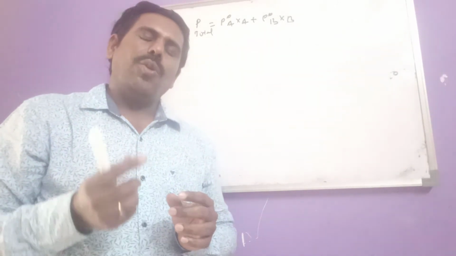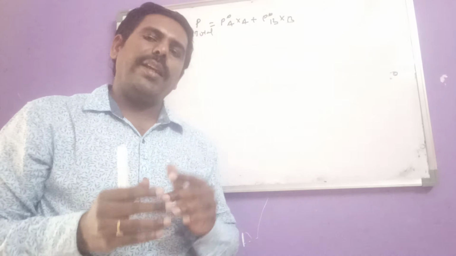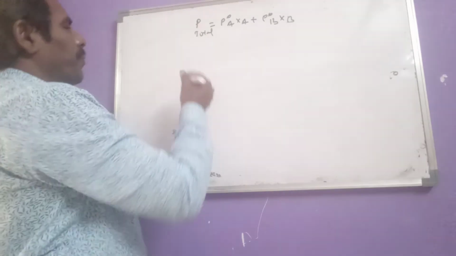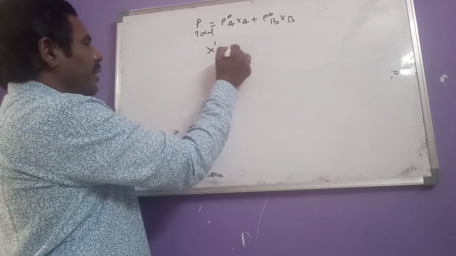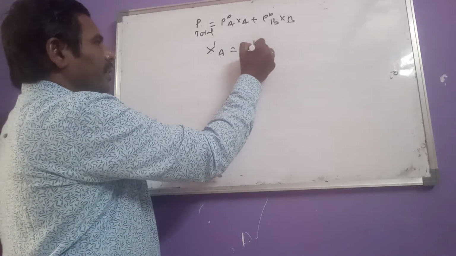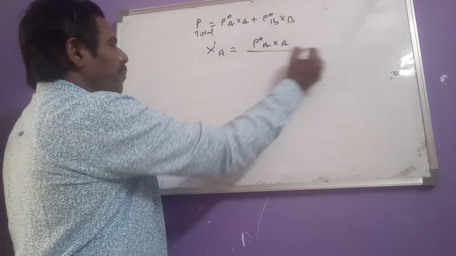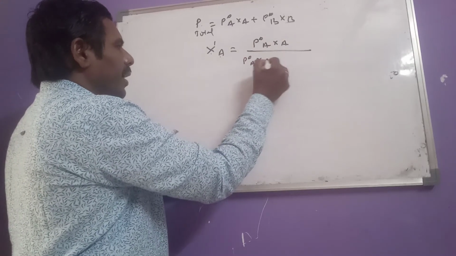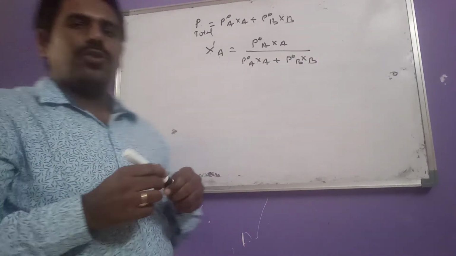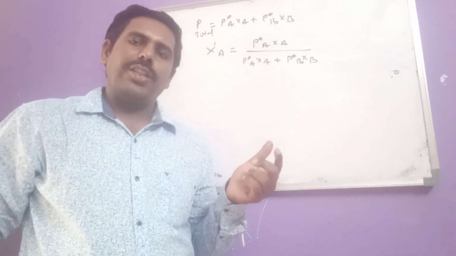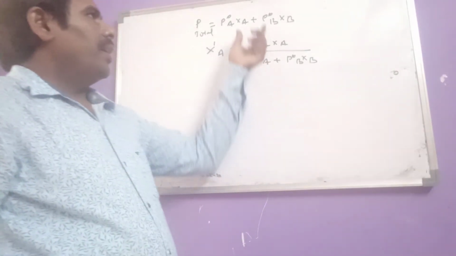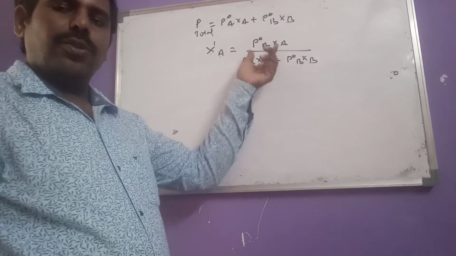What is that? Mole fraction of a component in vapor phase. For example, X dash A is the mole fraction of A in vapor phase. What is the formula here? P naught A XA by P naught A XA plus P naught B XB. So this is the formula to calculate mole fraction of any component in vapor phase. Okay, let us see the problems related to these two here.